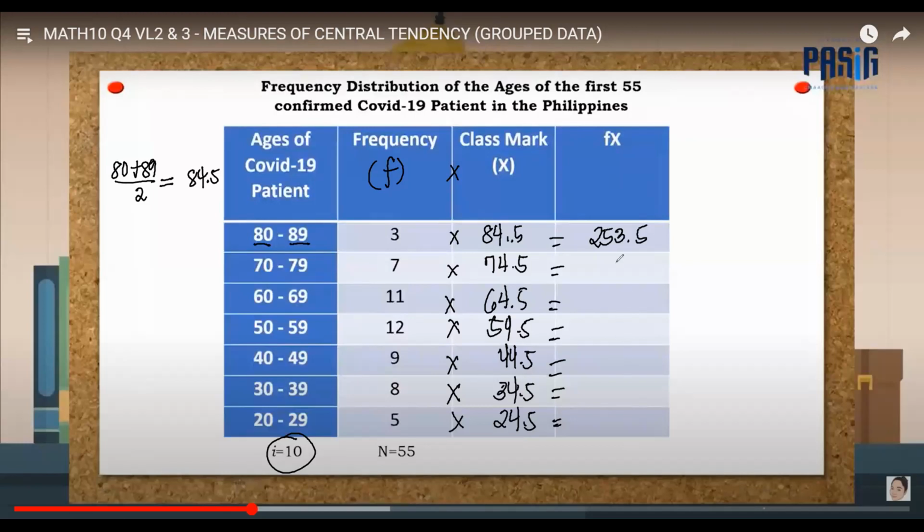Next, ano na po sunod? 7 times 74.5. Answer here is 521.5. Okay, correct. Next.